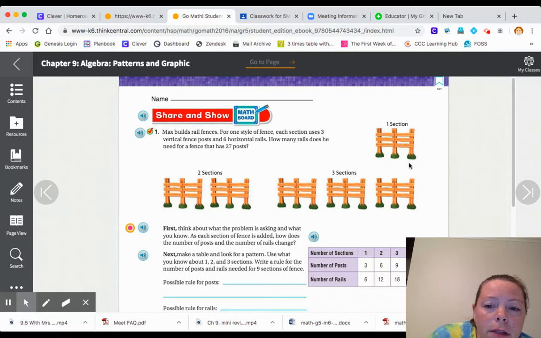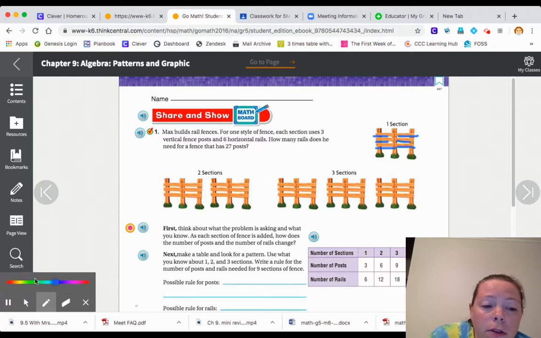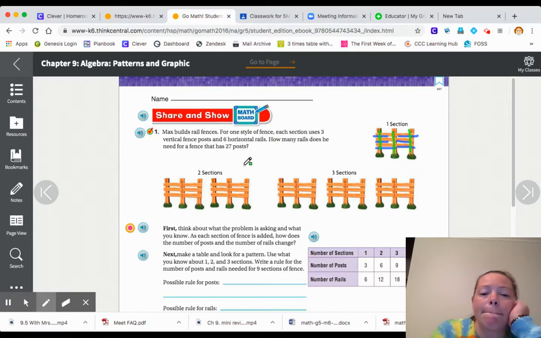So take a look at this picture over here on the right, where my mouse is. One section. They're visualizing for you what's happening in here. 3 vertical, up and down, fence posts, and 6 horizontal rails. 1, 2, 3, 4, 5, 6 horizontal rails. So there's the 3 posts, 1, 2, 3, to 6 rails.